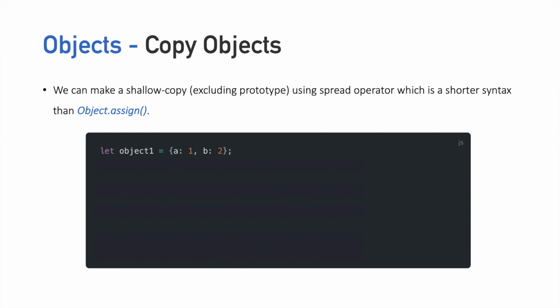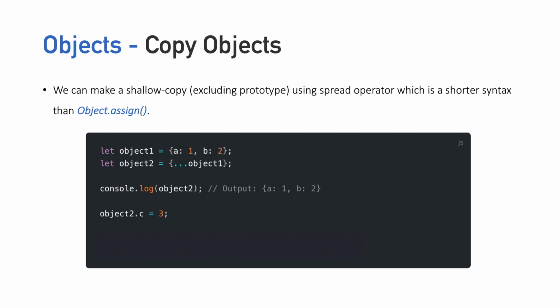Suppose we have object1 with properties a and b containing values 1 and 2 respectively. Next we create object2 and we expand object1 within object2 using the spread operator. Now if we console.log object2, we get the output as an object which contains the same properties as object1. And now again let's try to verify whether object1 and object2 have different references in the memory or not. For this we will add another property c to object2 with the value equal to 3.